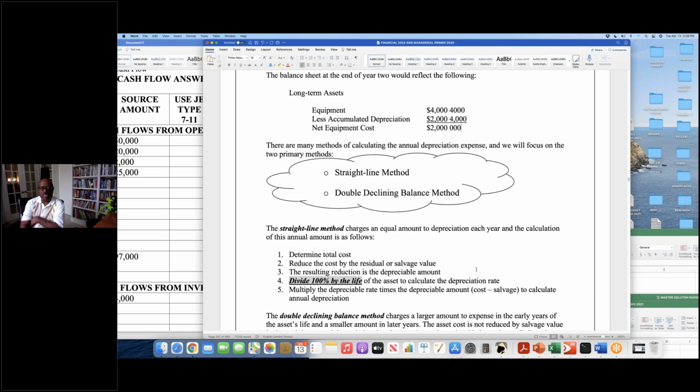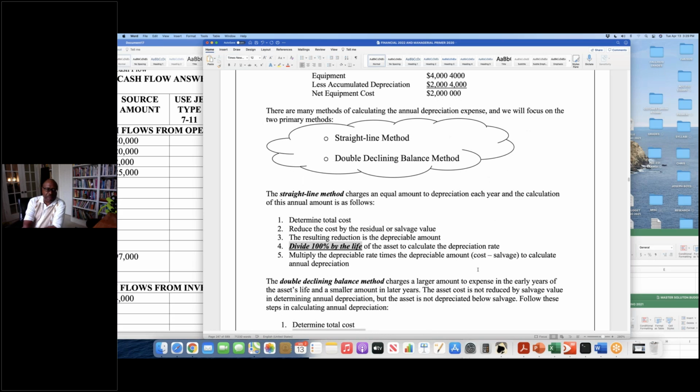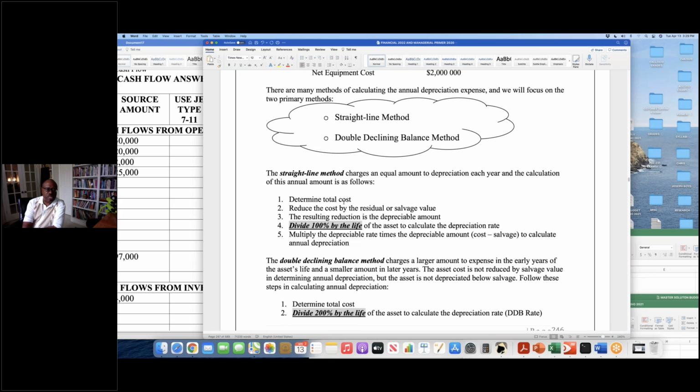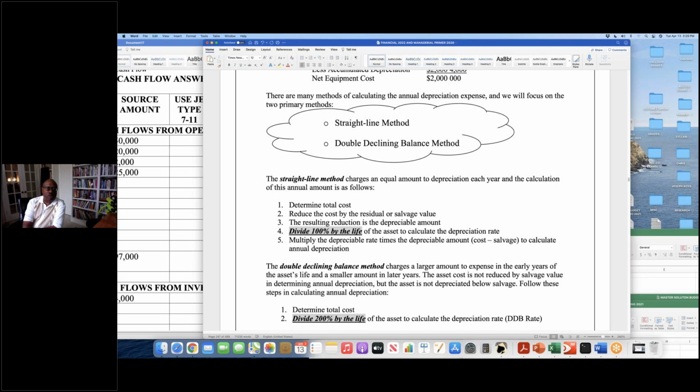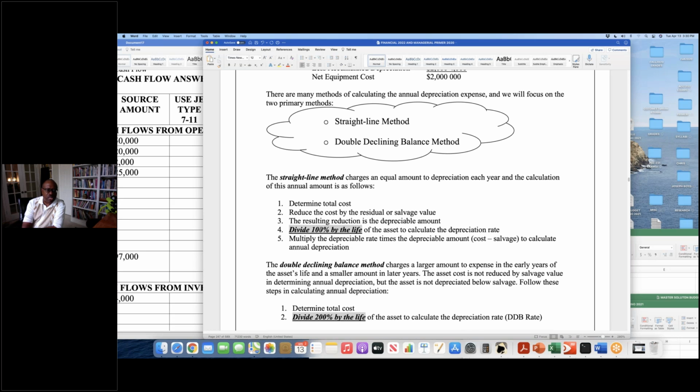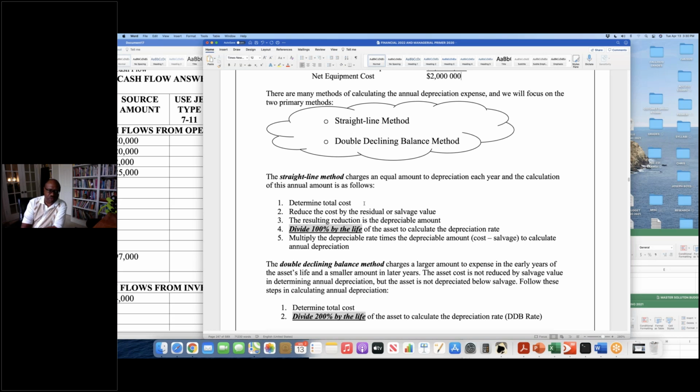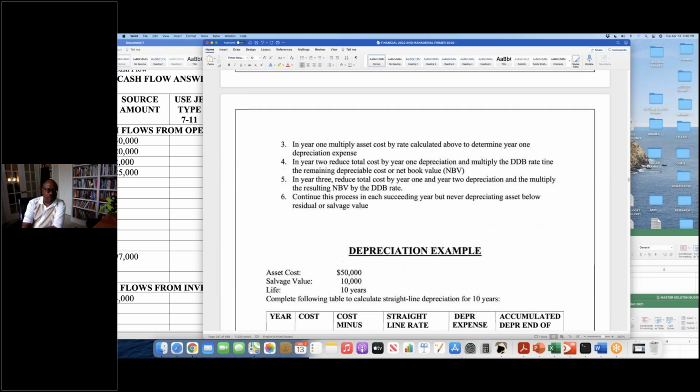Okay, let's look at an example of straight line and double declining balance. When we do straight line, we determine the total cost. We reduce the cost by the salvage, if any, and then we divide the resulting amount, getting the rate by dividing 100% by the life. That gives us our depreciation rate. So when we're doing straight line, we're writing off 100% of the amount.